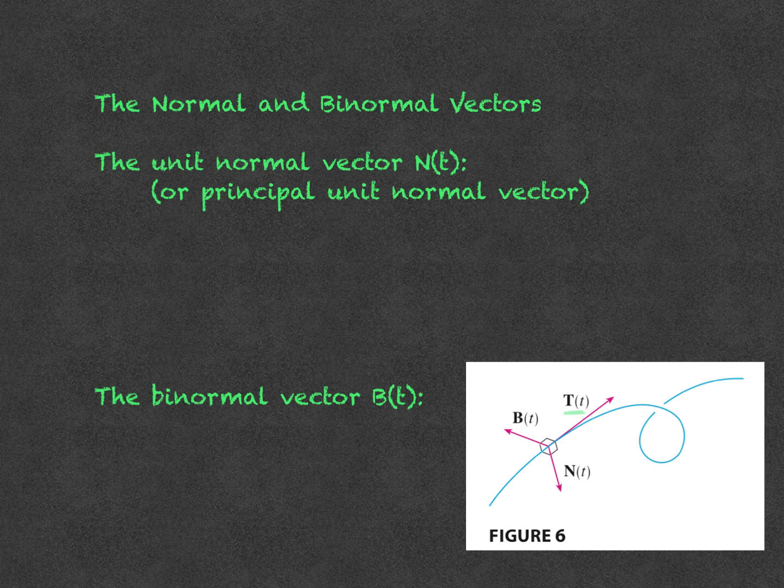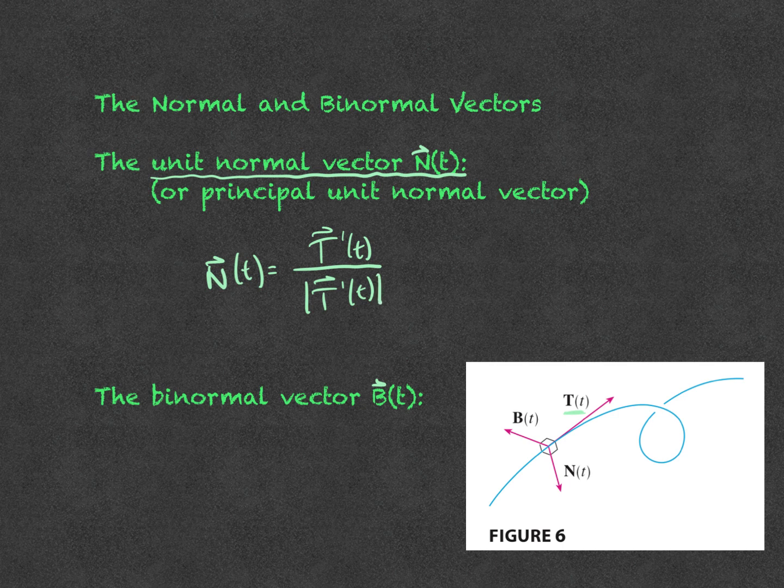But at any points where kappa is not 0, we're going to define the unit normal vector N of t, our vector notation. So we're going to say N of t is equal to T prime of t over the length of T prime of t. Now we can think of this normal vector as indicating the direction in which the curve is turning at each point. So our normal vector is going to be perpendicular to T. Normal is another word for orthogonal or perpendicular.